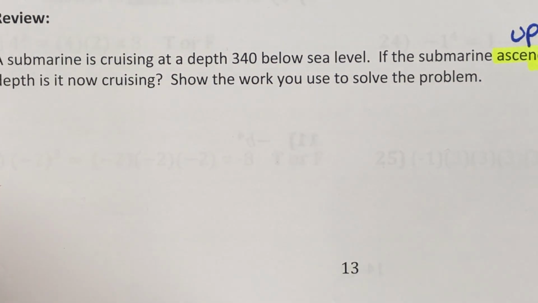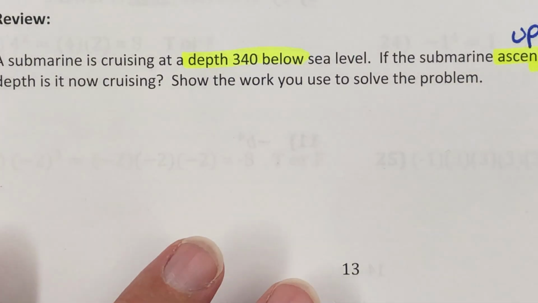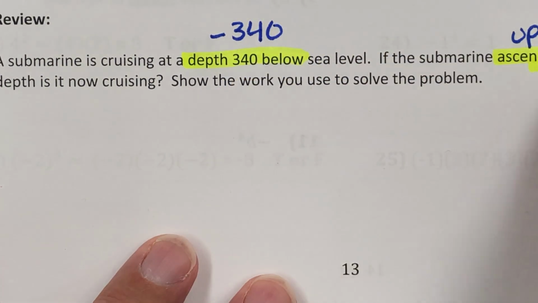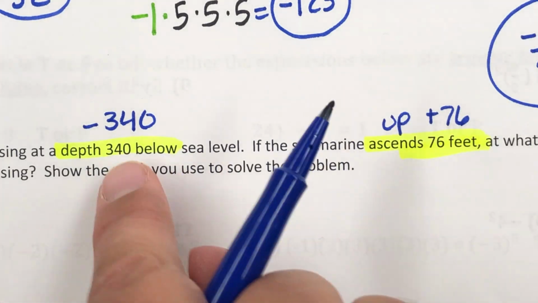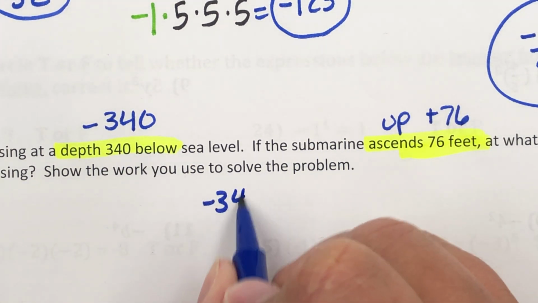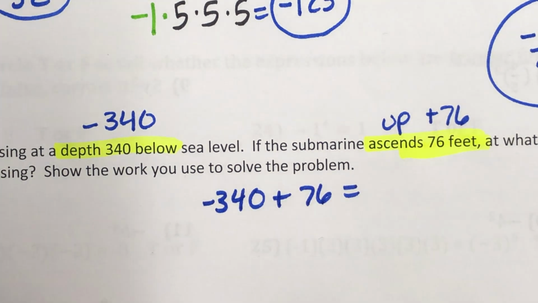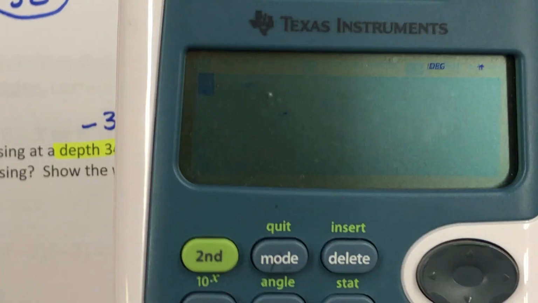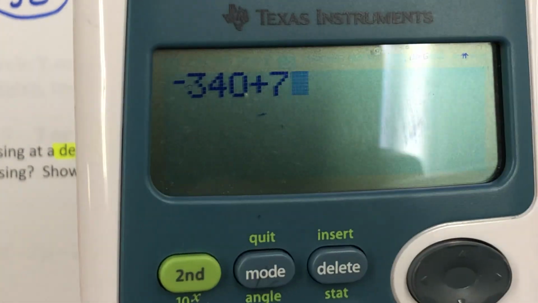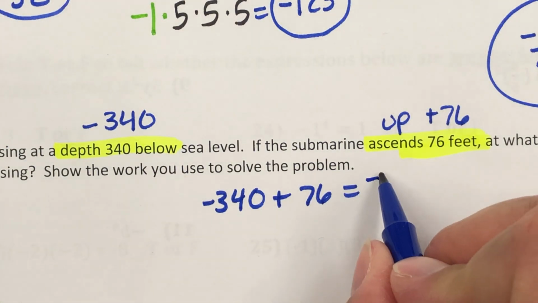So depth means negative. So a depth of 340 feet, and below is another word for negative. So -340 plus 76. This is another calculator problem. Look at me and my beautiful calculator. -340 plus 76, -264.